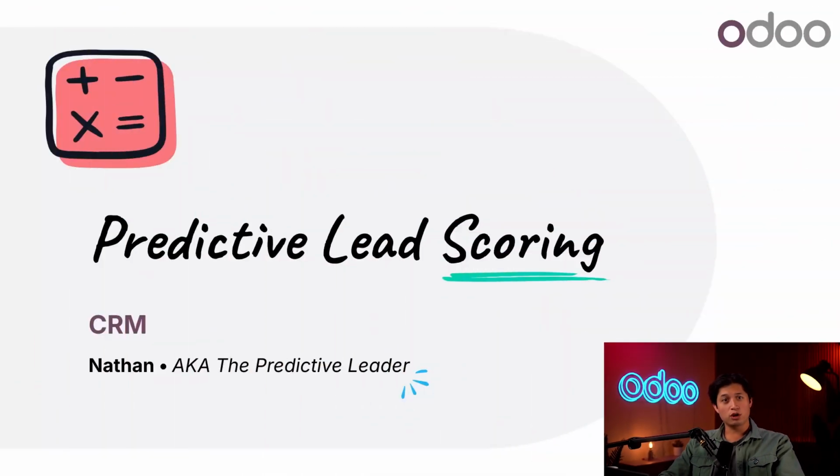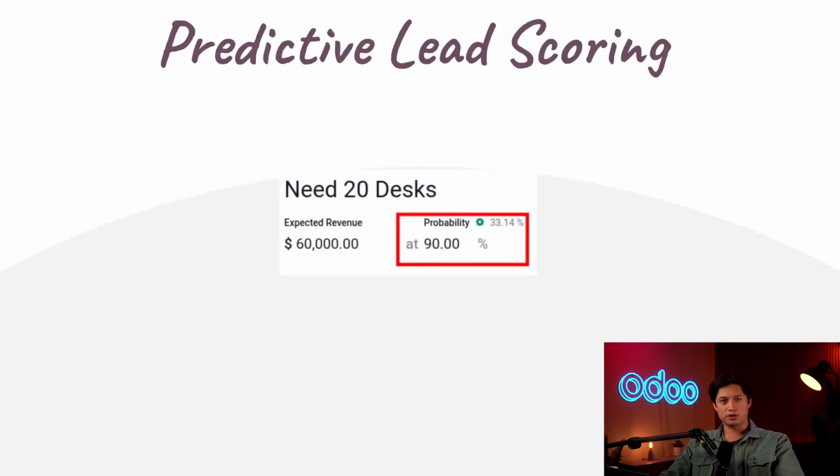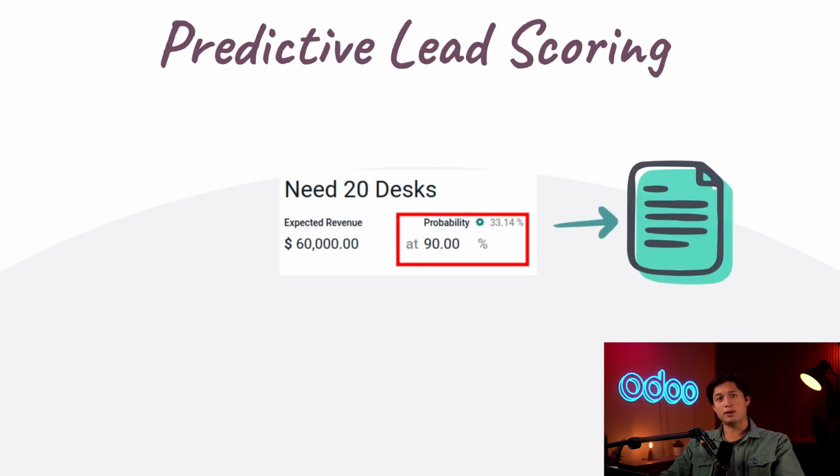Here at Stealthy Wood, we're overwhelmed with business opportunities knocking at our door. The trouble is, it's hard to know which opportunities we should be prioritizing. Luckily, Odoo has a built-in tool called Predictive Lead Scoring that reliably predicts each opportunity's chance of success.